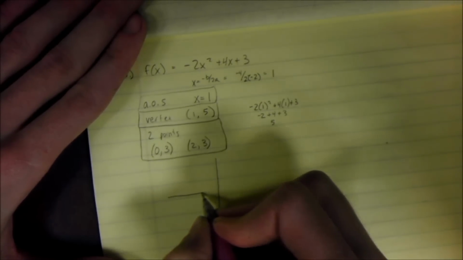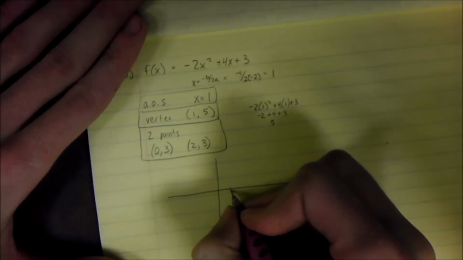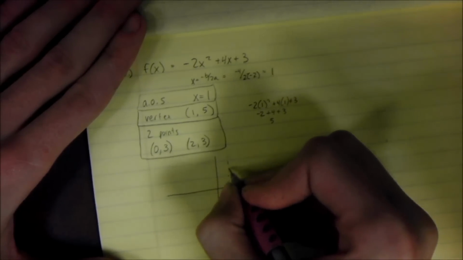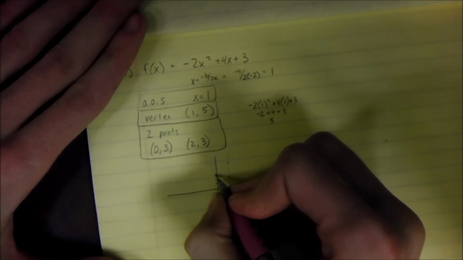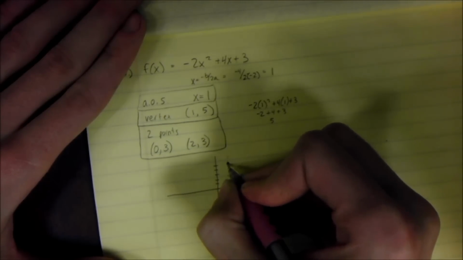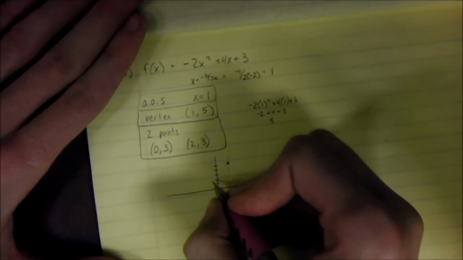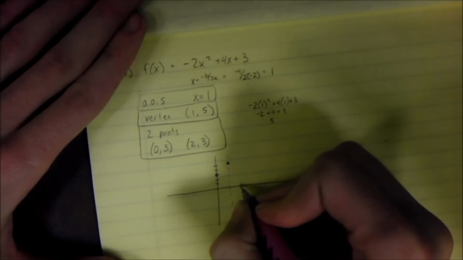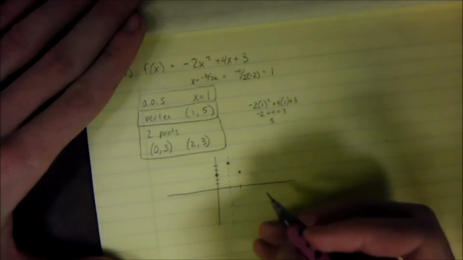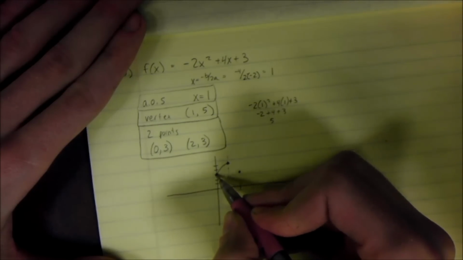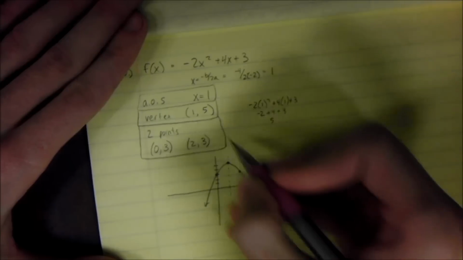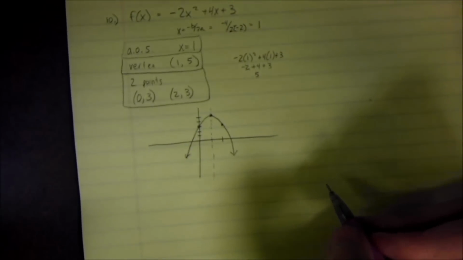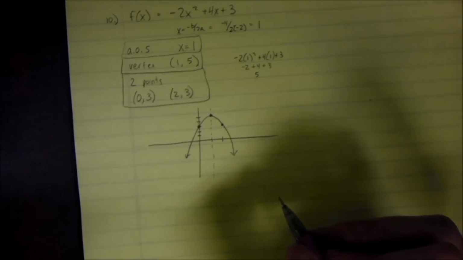And then we can make our graph real quick. So x equals 1, 5. 1, 2, 3, 4, 5. And the y-intercept is at 0, 3. And we have a point at 2, 3. Notice this is working out great because the graph should open down since it's negative in the front. So our quadratic would look something like this.